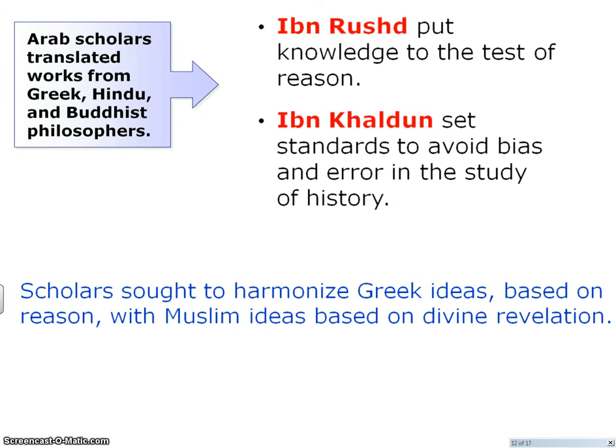Arab scholars translate works from Greek and Hindu and Buddhist philosophers. Ibn Rushd gave the knowledge to the tests of reason, and Ibn Khaldun set standards to avoid bias and error in the study of history. Things we do in class, looking for bias and errors in history. Scholars seek to harmonize Greek ideas they base on reason with Muslim ideas based on divine revelation. So they try to balance the two things, reason and spirituality.